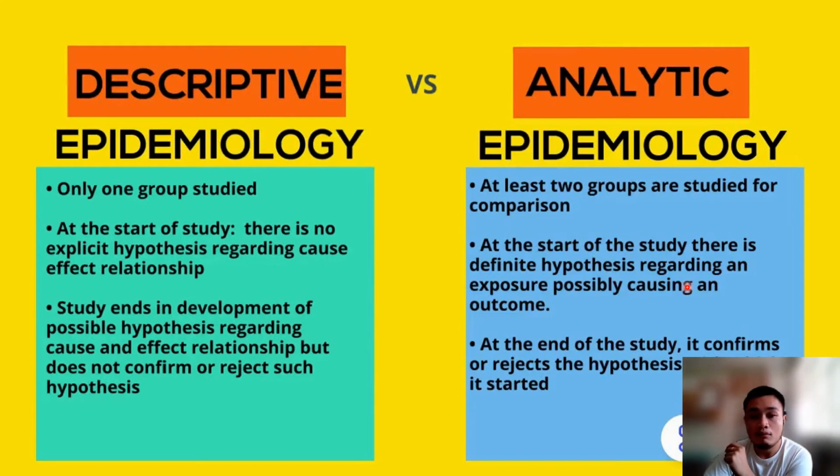So the end goal of analytic epidemiology is to have the hypothesis developed in descriptive epidemiology tested, and confirm whether we reject or accept the hypothesis, and use the hypothesis that is accepted or rejected in developing control and prevention programs. So I hope that clarifies the descriptive and analytic epidemiology.